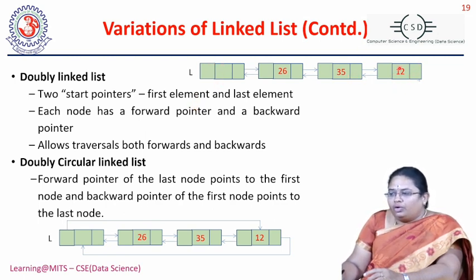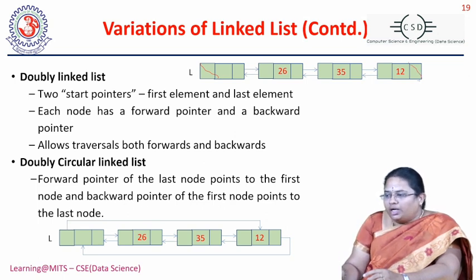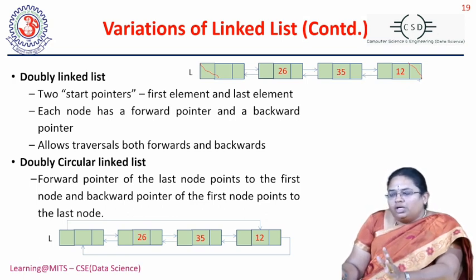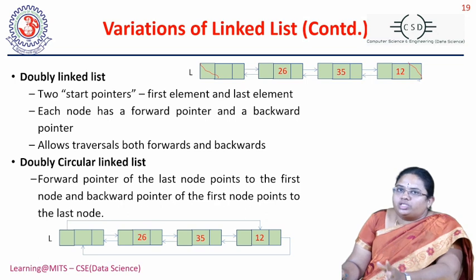The header node's previous field will be pointing to null, and the last node's next field will be pointing to null. Then each node has three partitions. For declaring a node of this type, we have to use three fields: two pointers, that is struct node star previous and struct node star next, and one data field, element type element.